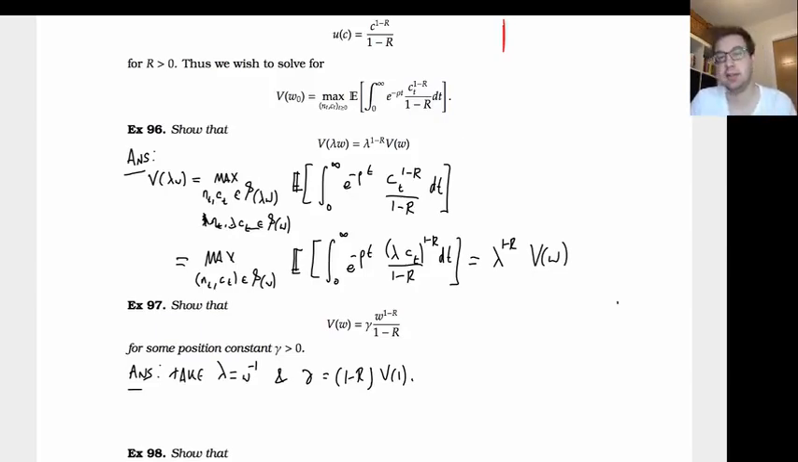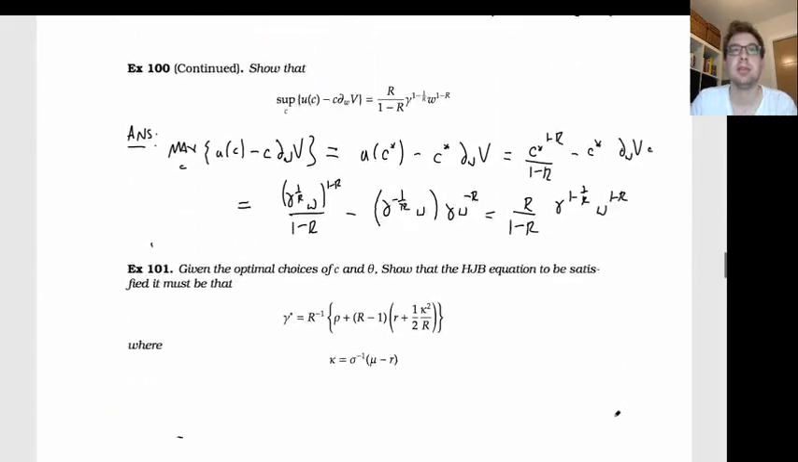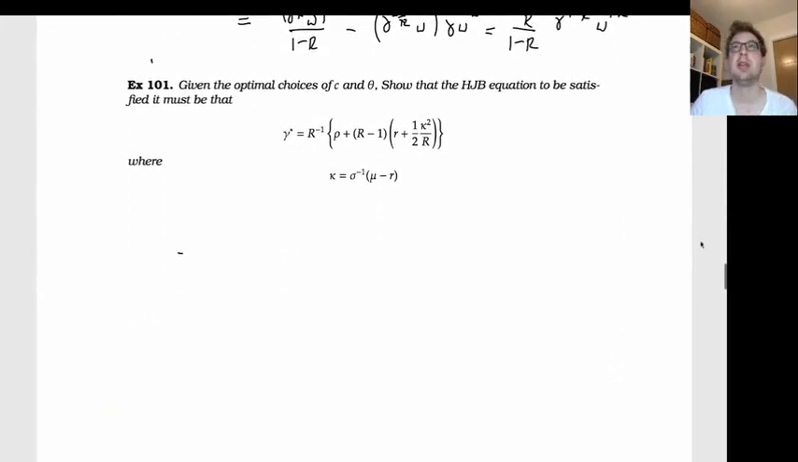I think that's a good exercise for you to figure out a little bit how to do some of the substitutions with the HJB equation. So I'm going to leave that as an exercise for you, as your homework assignment.